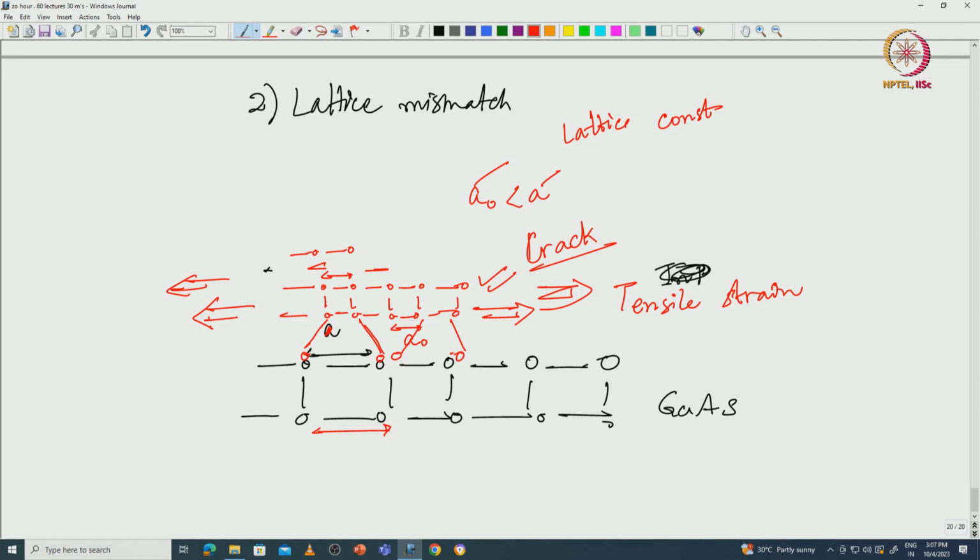This is called tensile stress, and there is a limit to the number of layers you can grow, or the thickness. The total thickness of the material you can grow has a limit, otherwise it will crack. The best thing is that you do not have this mismatch, in which case you can grow arbitrarily thick.